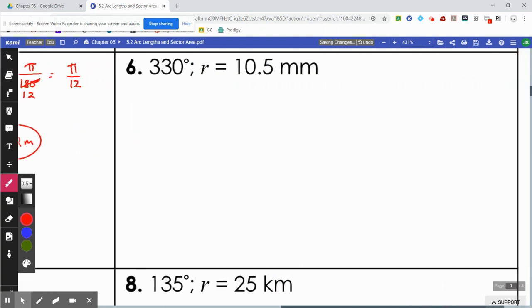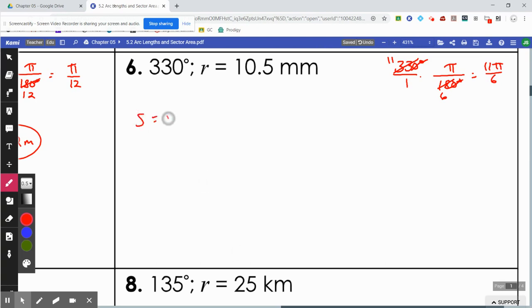Number 6, 330 degrees. First off, we are going to have to convert that 330 degrees to a radian measure. So we're going to multiply by pi over 180 to get the degrees to cancel. Let's reduce that by dividing by 10 first, I should have, and that would get rid of my zeros. There we go. And then we can divide 33 and 18 by 3. That gives you an 11 and a 6. So that's going to be 11 pi over 6.